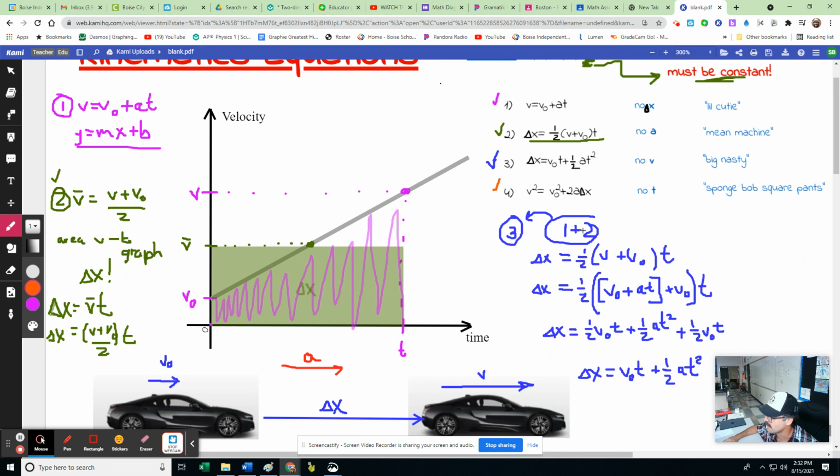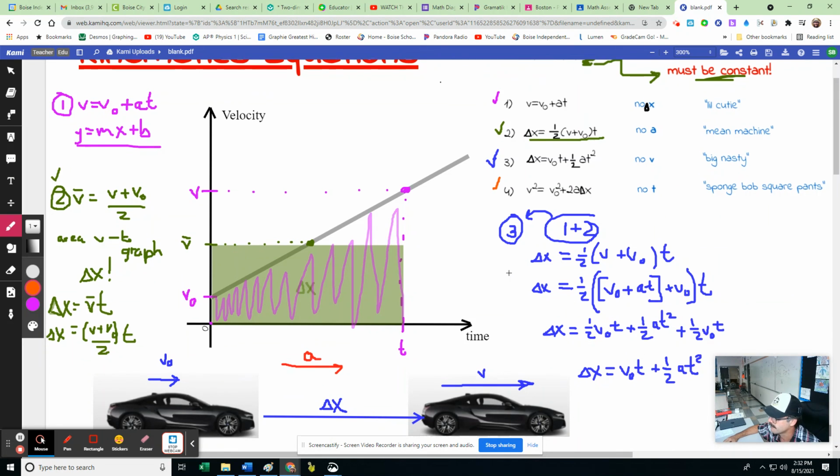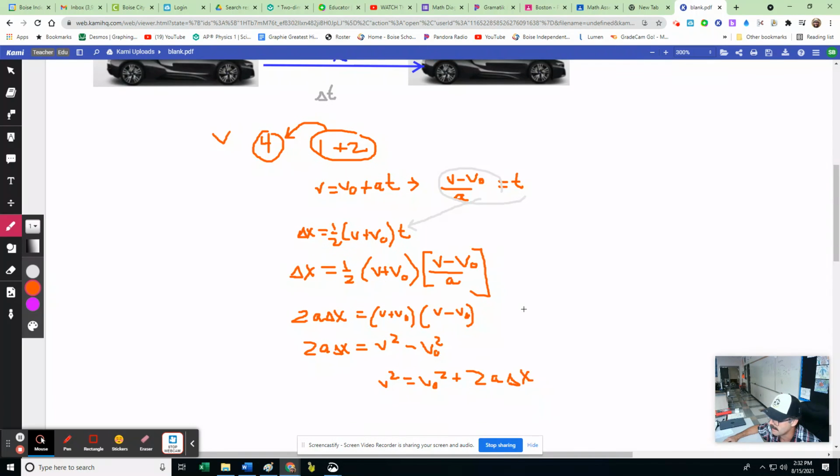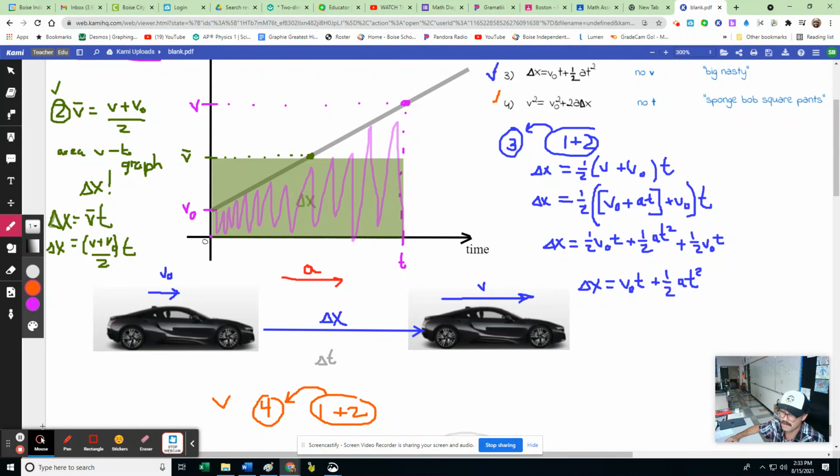After this point, it's just simply math. We just combine equations 1 and 2 together to substitute out final velocity. No final velocity, and we get big nasty. Once again, we just do some math again. We combine equations 1 and 2 in a way that it gets rid of time, and we get an equation that times SpongeBob SquarePants.